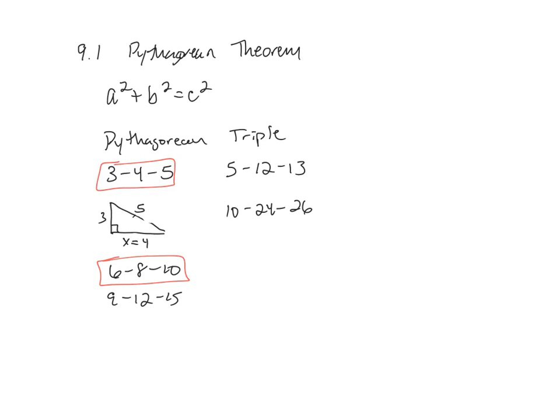There are a couple other ones that are listed in the book that honestly, I wouldn't spend any amount of time memorizing. Just working it out is fine. But those 3 right there, 3, 4, 5, 6, 8, 10, and 5, 12, 13 are 100% ones that I would memorize. Okay?